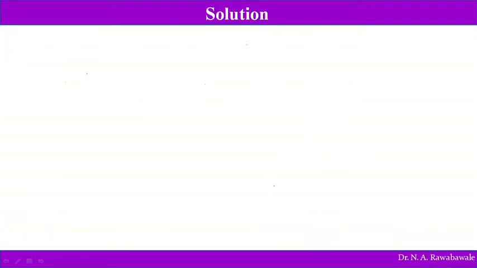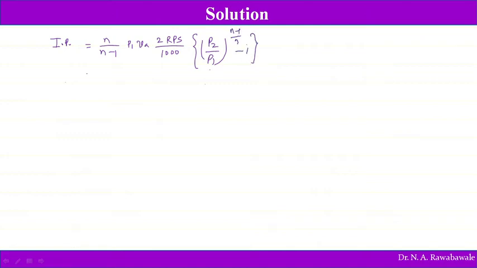So let us start to solve this problem. Indicated power for a double acting air compressor is given by n divided by n minus 1, P1 VA, in bracket, or 2 times RPS, revolutions per second, divided by 1000, in bracket, P2 divided by P1 to the power of n minus 1 divided by n, minus 1, close this bracket.